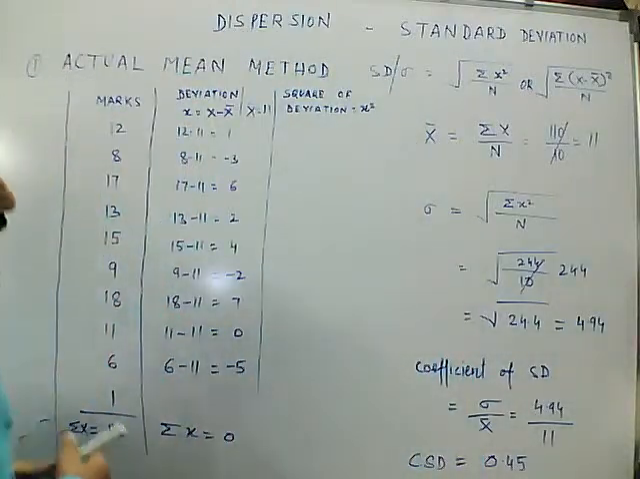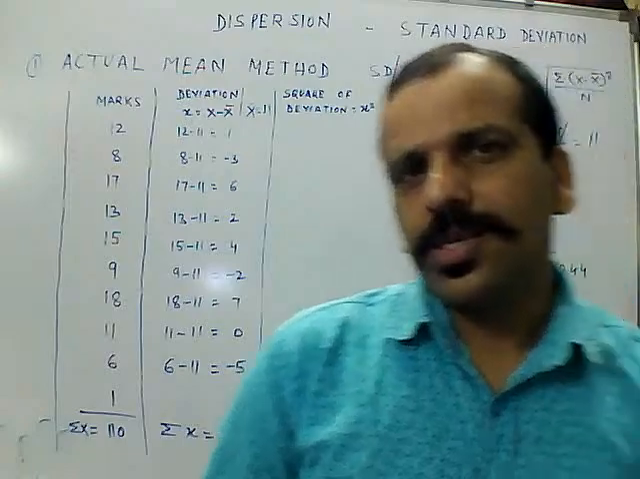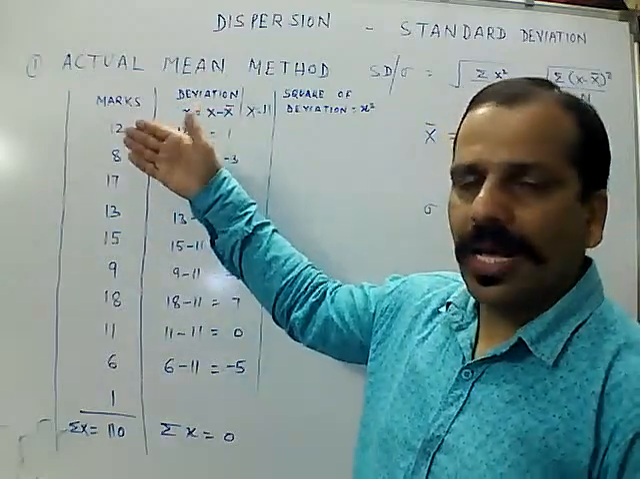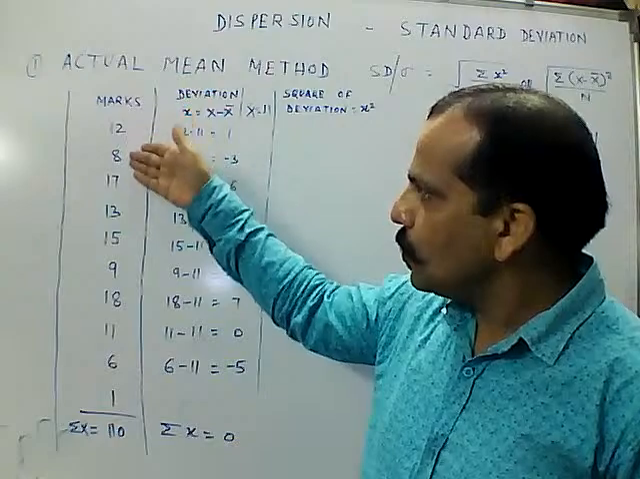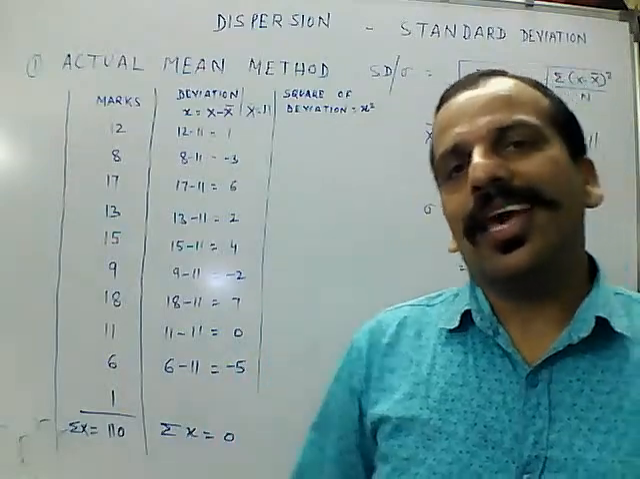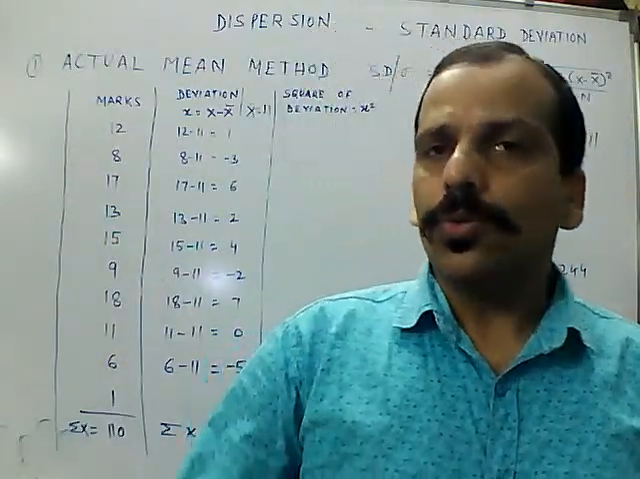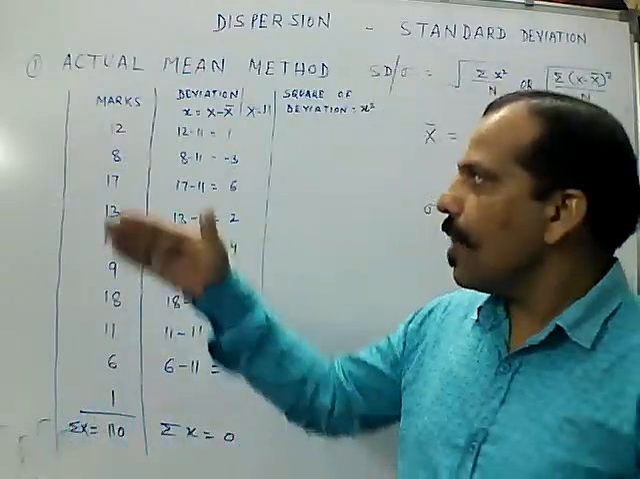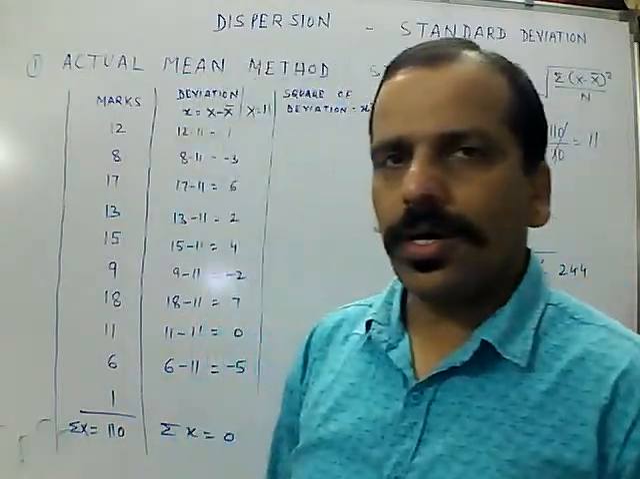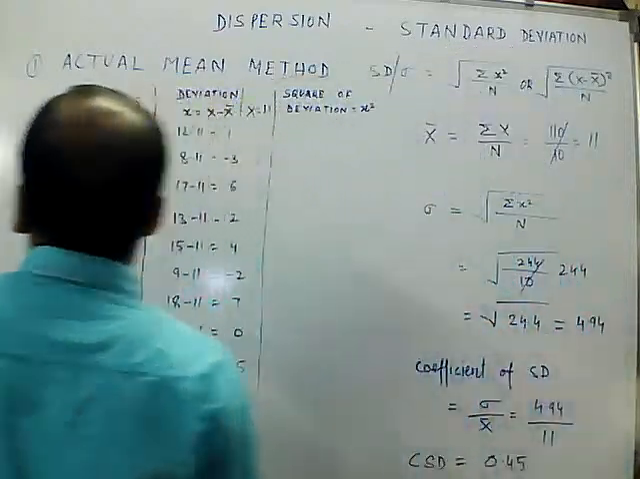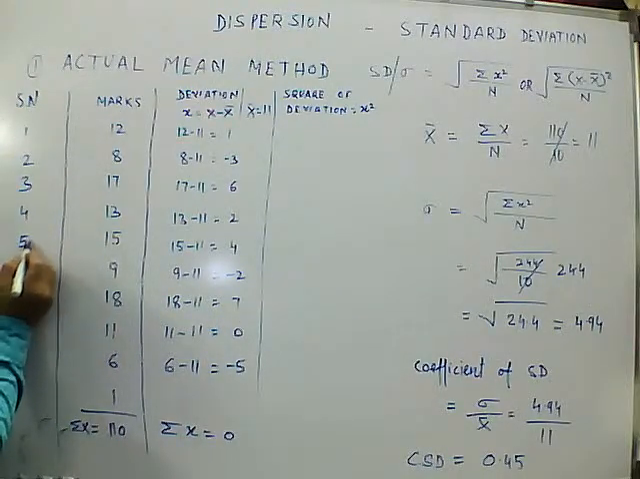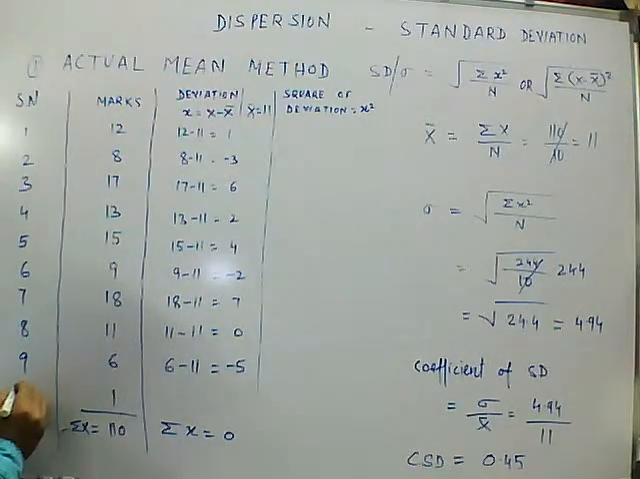You can give serial number. So this is an individual series. In an individual series, you can give serial number yourself, or else you can calculate total number of observations: 1, 2, 3, 4, 5, 6, 7, 8, 9, 10. So we can say 10 observations are there, or there are 10 students who have taken the class test, and their marks are 12, 8, 17 and so on.